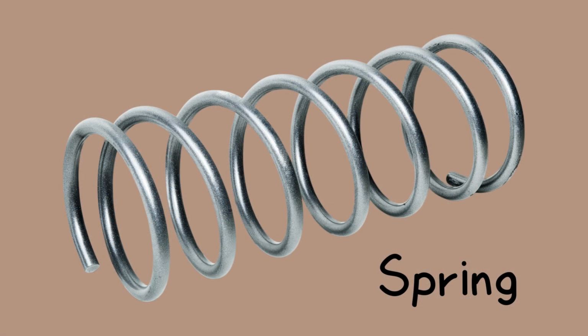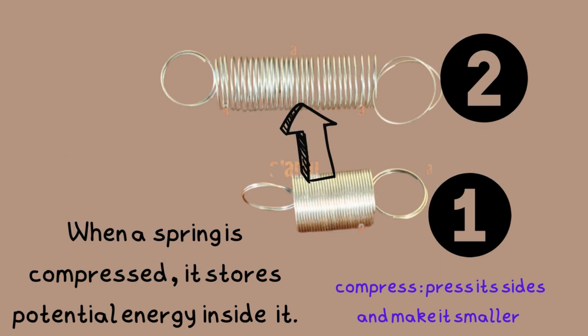Here we have the last form of potential energy. As you see, this is called a spring. It is coiled like that. What happens if we compress the spring like that, like picture 1? Yes, we compress the spring, and if we let it go, what happens? It will move. It will change like picture number 2. It will change back to its original shape. So when the spring is compressed like picture 1, it stores potential energy.